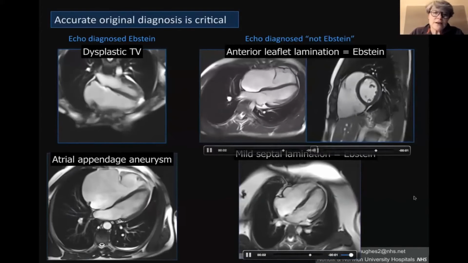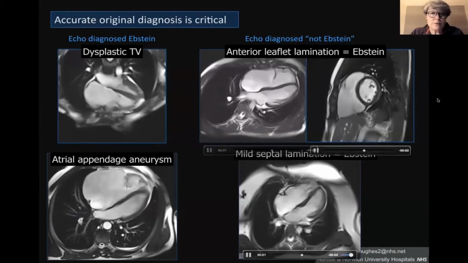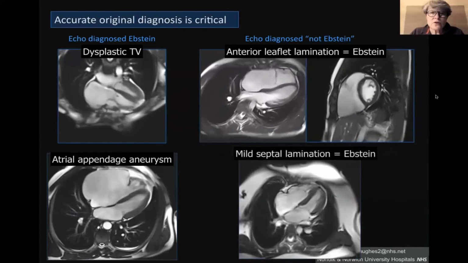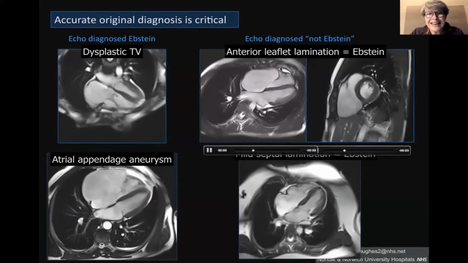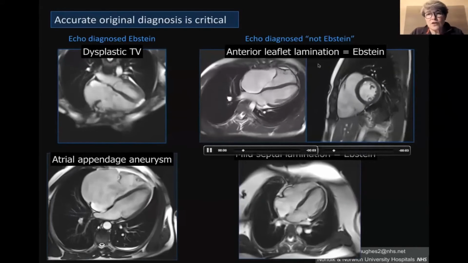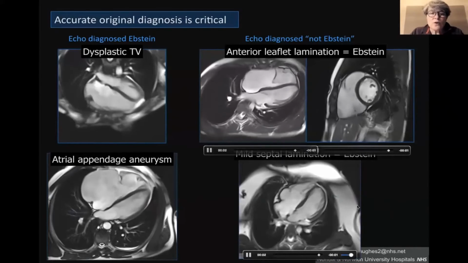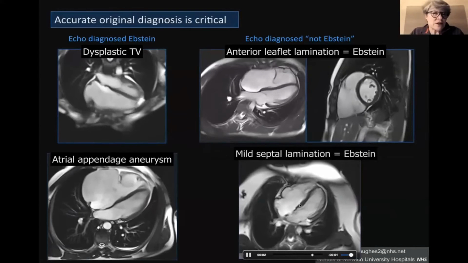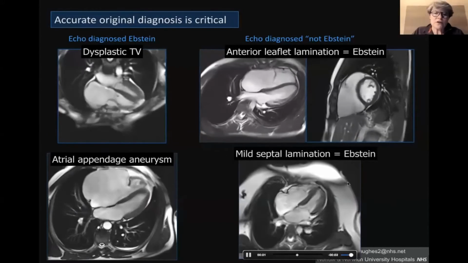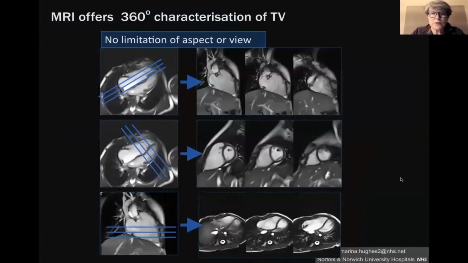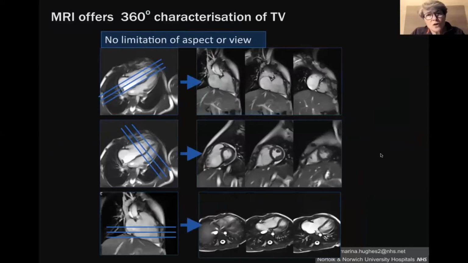The patients in the right-hand panels were thought not to have Ebstein anomaly, but in fact do, with a rare kind of anterior leaflet lamination in the top patient, and with very little valve regurgitation, but definite lamination, but with restrictive physiology for this adult patient in the bottom panel. So if a patient is safe to go in an MRI scanner, can tolerate the MRI environment, then MRI offers a 360-degree characterization of the valve.